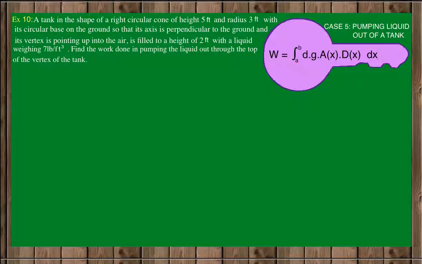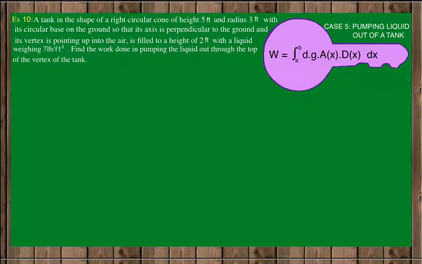Example 10. A tank in the shape of a right circular cone of height 5 feet and radius 3 feet with its circular base on the ground, so its axis is perpendicular to the ground and its vertex is pointing up into the air, is filled to a height of 2 feet with a liquid weighing 7 pounds per cubic foot. Find the work done in pumping the liquid out through the top of the vertex of the tank.